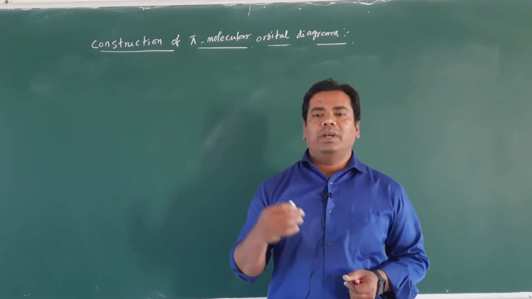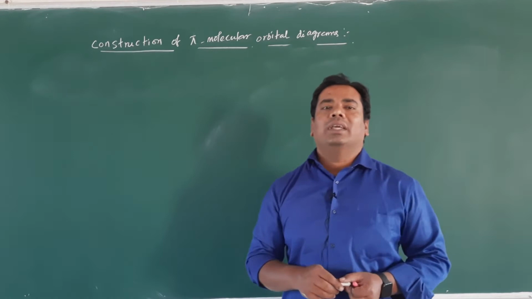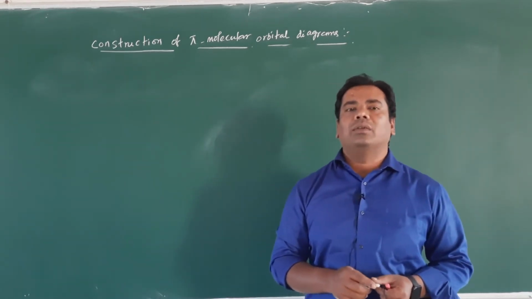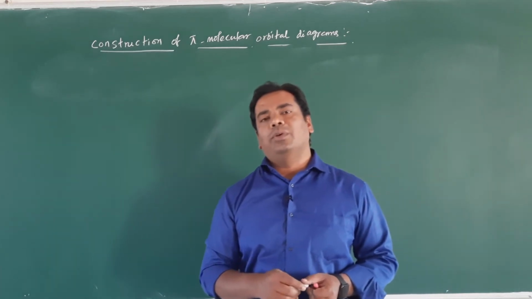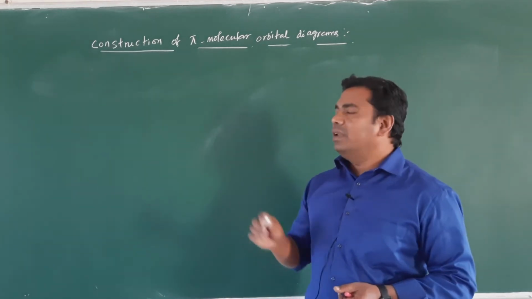But in this lecture we will construct a pi molecular orbital diagram of a simple ethylene molecule, and conjugated 1,3 butadiene, and a cyclic structure of benzene. So, we will discuss. Okay, right.